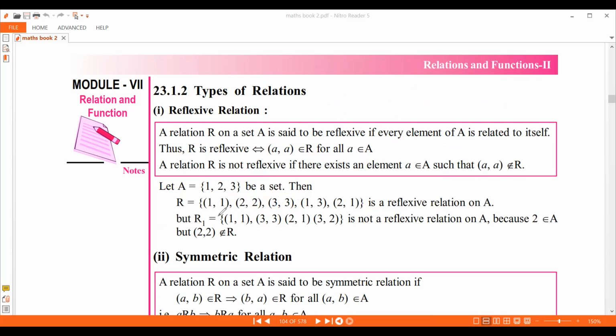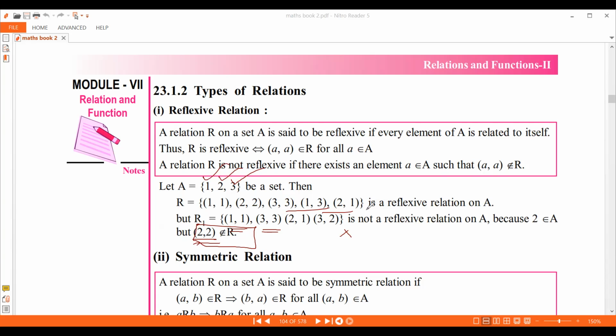Now, you check this one. (1, 1) is there, (3, 3) is there, but (2, 2) is missing here. It's (2, 1), no, (2, 2) is missing. You forget about (2, 1). Is the doublet (2, 2) there or not, for every element? You just have to see that (2, 2) does not belong to R. The doublet for 2 is missing. You forget about other elements. So it is not a reflexive relation.